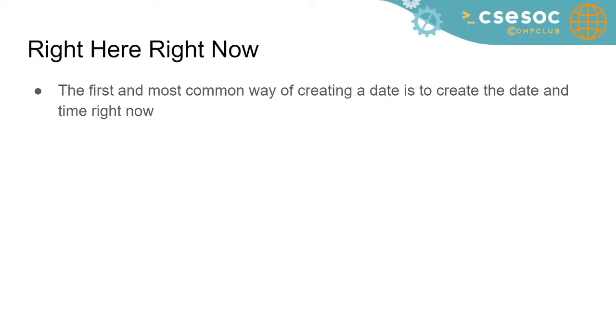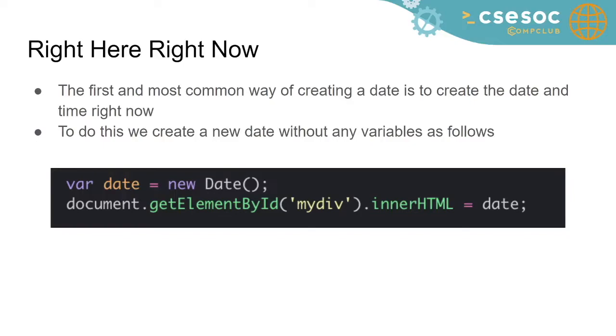So the most common and simplest way of creating a date object will be to instantiate an object for the current time. This is shown in the code snippet below. We declare a variable date which stores the object Date with the keyword new. The new keyword is necessary when initializing objects, and the next line basically inserts the date object into an HTML element with the ID myDiv.